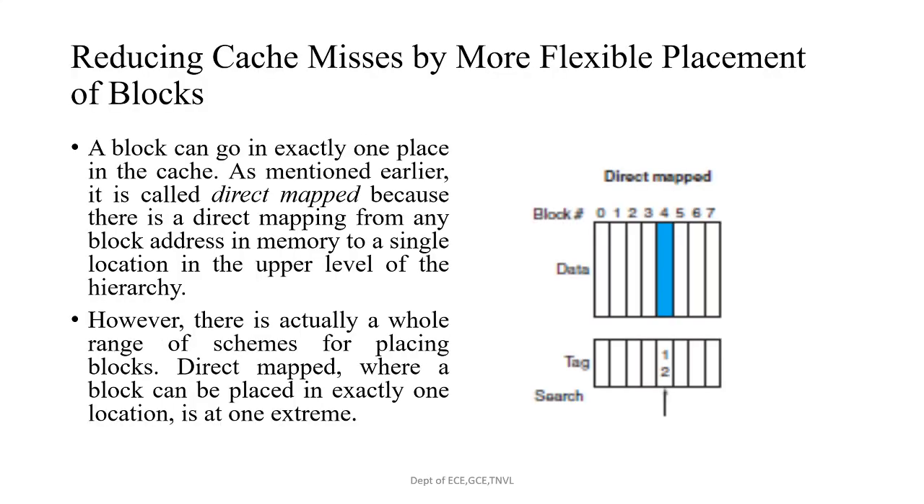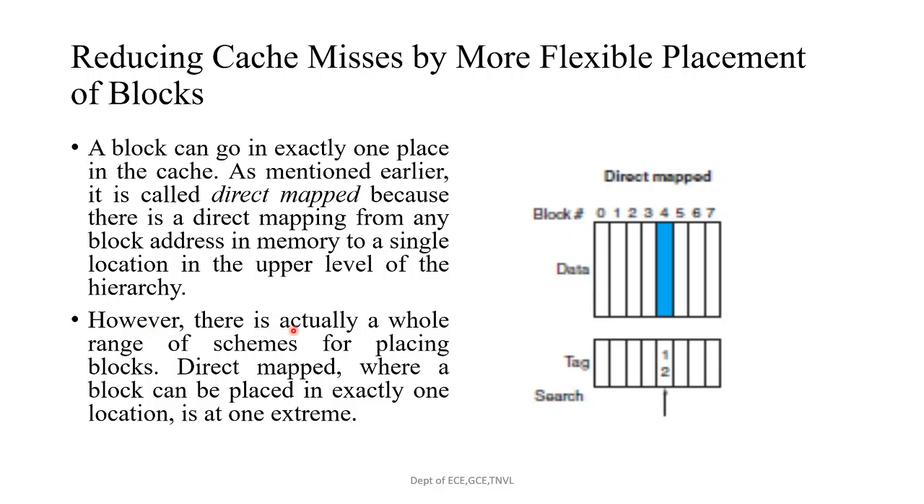So how can we reduce the cache misses by more flexible placement of blocks? It means that we can reduce the cache misses by more flexible placement of blocks. The first thing we discussed in the last lecture, part 1, is direct mapping. So what is direct mapping? A block can go in exactly one place in the cache. As mentioned in the previous lecture, it is called direct mapped because there is a direct mapping from any block address in memory to a single location in the upper level of the hierarchy.